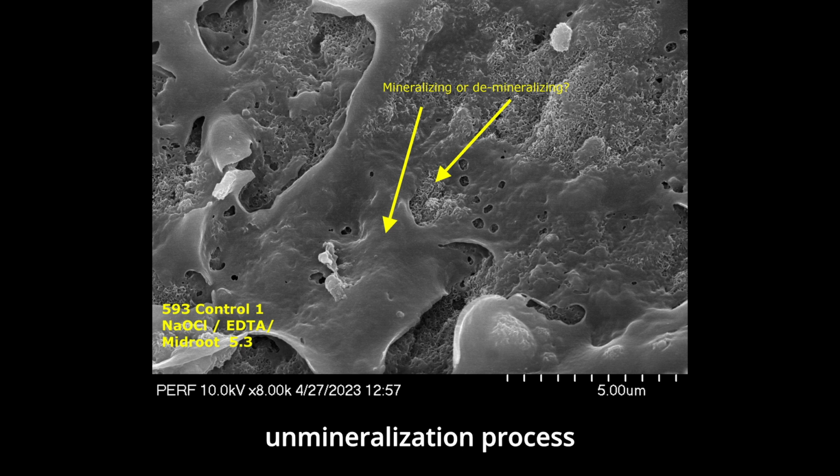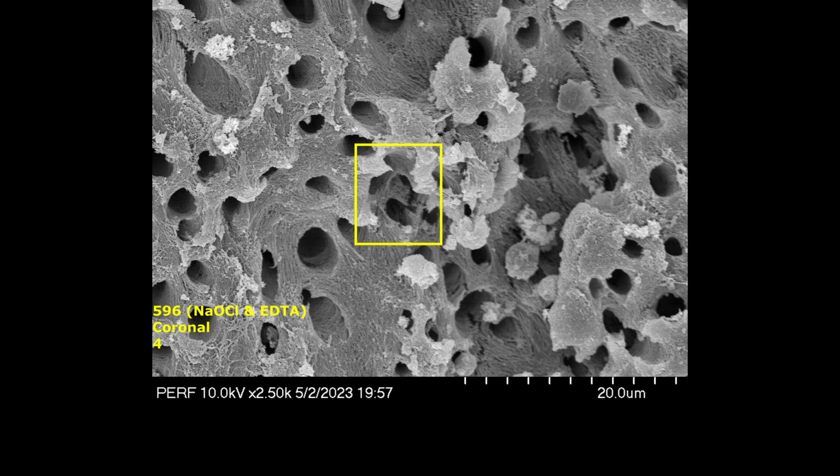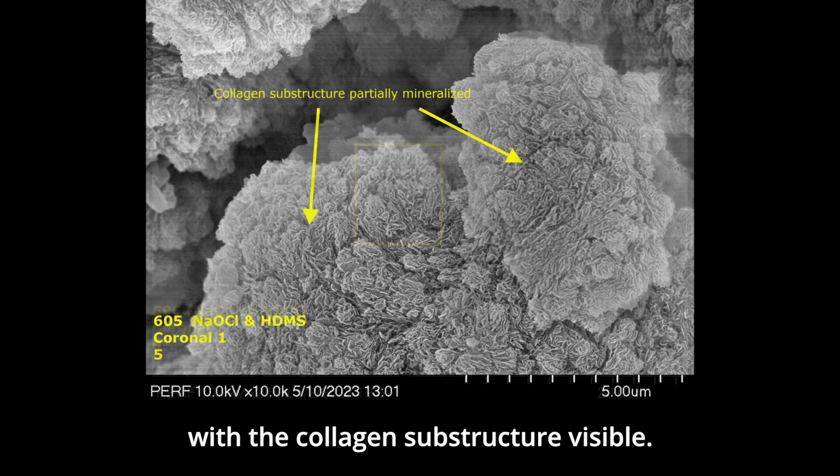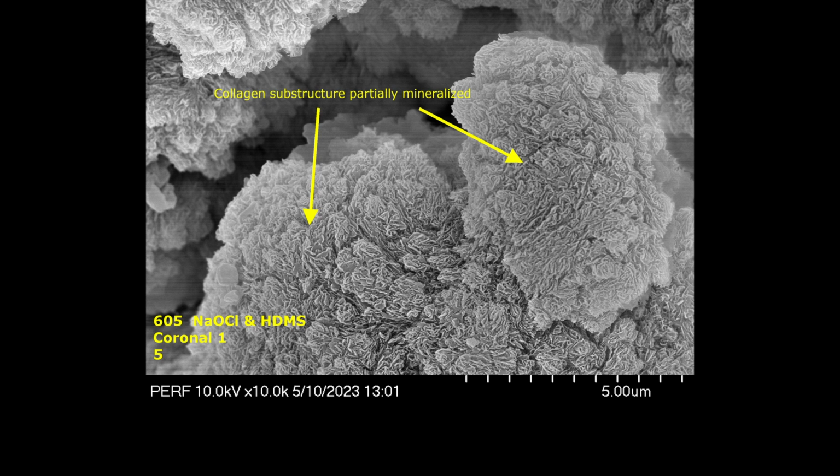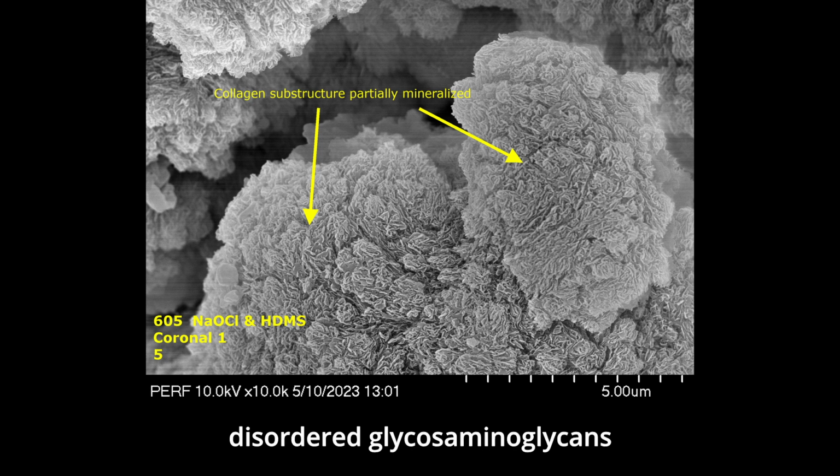And as you'll see, this unmineralization process seems to happen in layers because the mineralization happens in layers as well. And these are chalcospheroids with the collagen substructure visible. And so when you look at this, think about everything that's missing. All of the proteoglycans and disordered glycosaminoglycans are missing from this picture. They have been removed by the specimen processing. So they're invisible to you, but they are there.